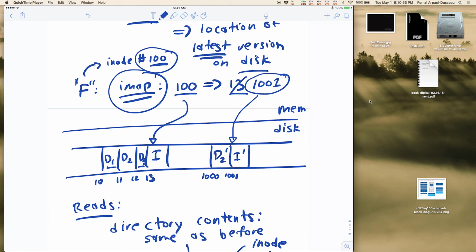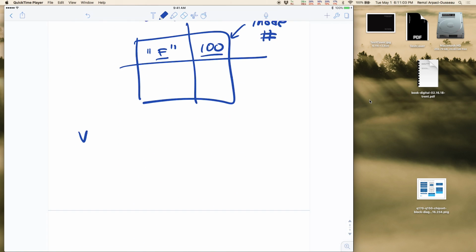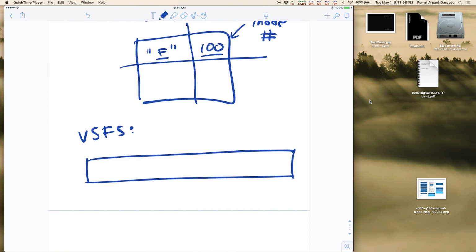compared to, say, a classic Unix file system that has a fixed structure of where the inodes are on disk. Before, when we had the very simple file system, remember we talked about the very simple file system before? It had a super block. It had some bitmaps here, which we're going to ignore for now. And then it had an inode table here. If somebody told you to read inode 100 from the very simple file system, how would you know the disk address?